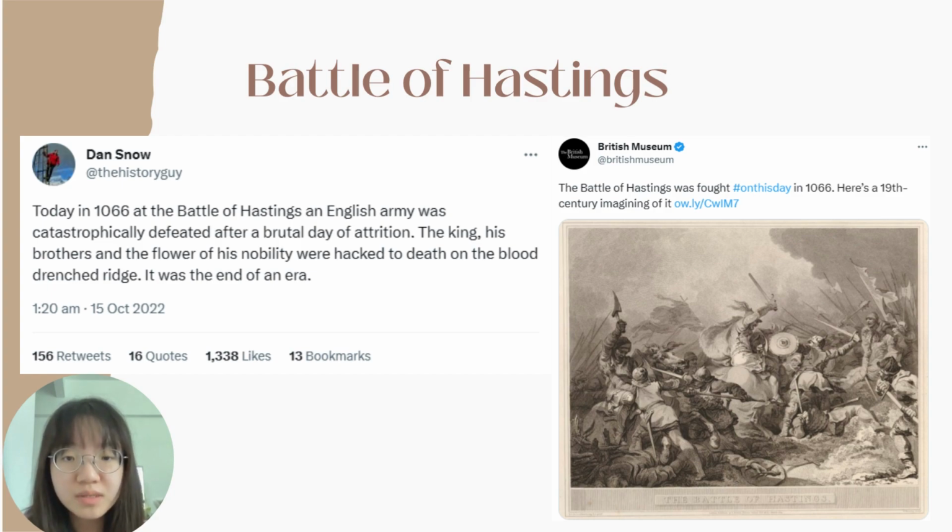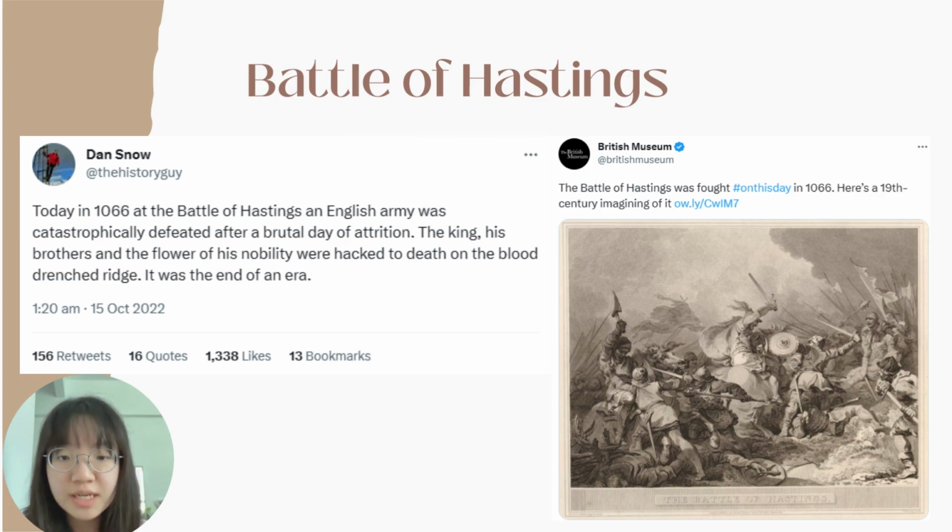Today in 1066, at the Battle of Hastings, an English army was catastrophically defeated after a brutal day of attrition. The king, his brothers, and the flower of his nobility were hacked to death on the blood-drenched ridge. It was the end of an era.